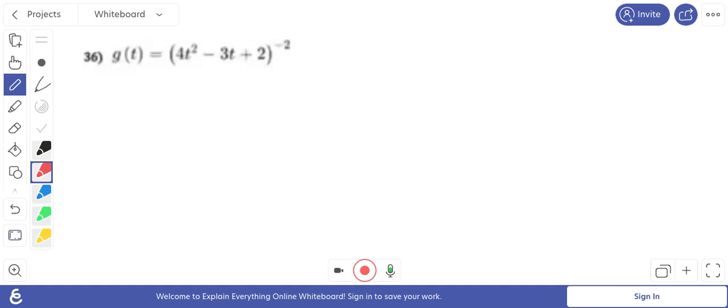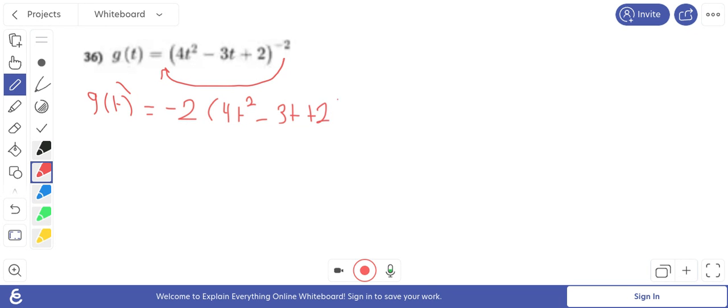The first thing we will do is multiply the bracket by negative 2. So g of t prime equals negative 2 times (4t squared minus 3t plus 2). And then negative 2 minus 1 is negative 3, so it will be to the power of negative 3.